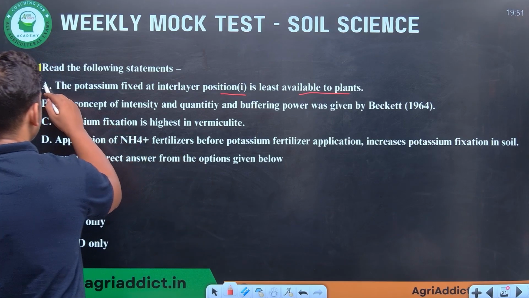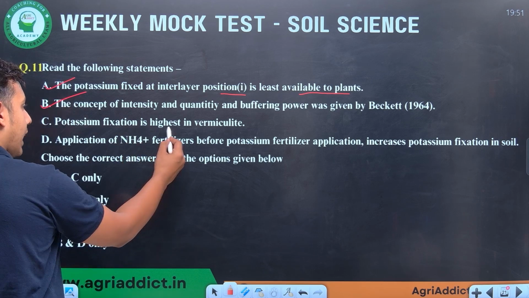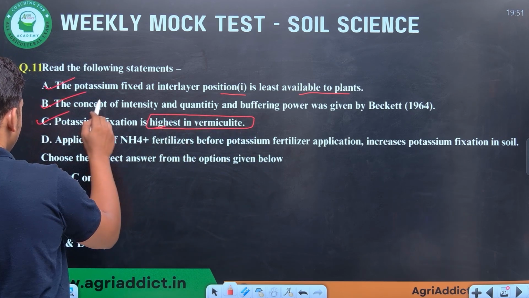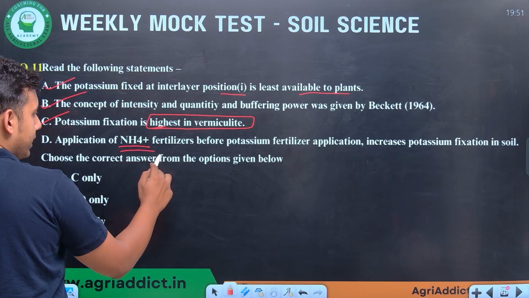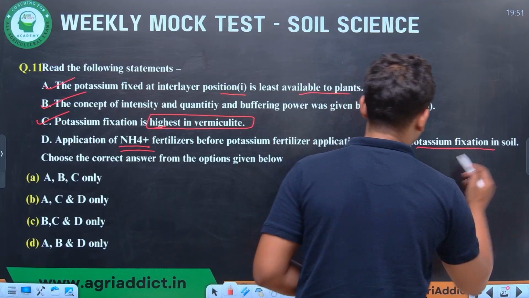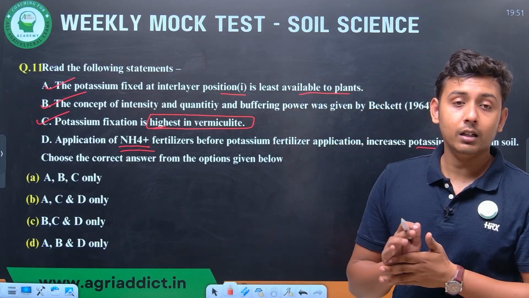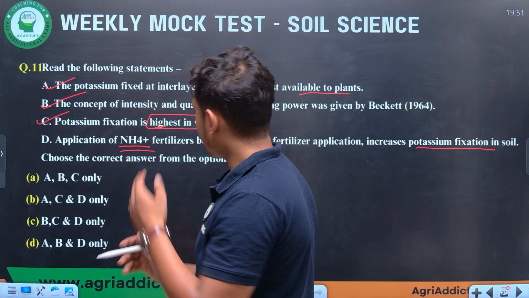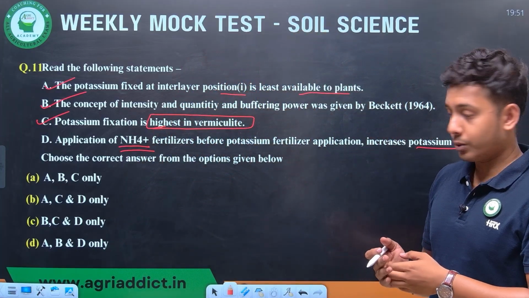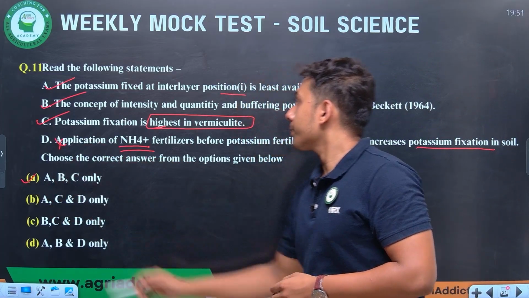So option A is true, option B is true. Potassium fixation highest in vermiculite, yes, this is also true. An application of ammonium fertilizer before potassium fertilizer application increases potassium fixation, no. Ammonium and potassium have similar radii, so it is not true that application of ammonium fertilizer before the potassium fertilizer will fix the potassium. So this is not true. So ABC will be the answer.